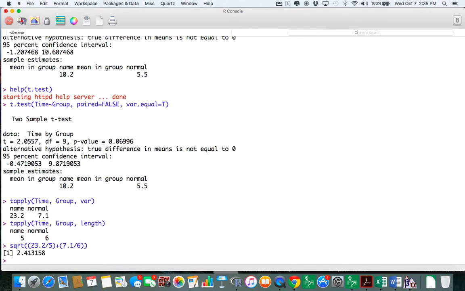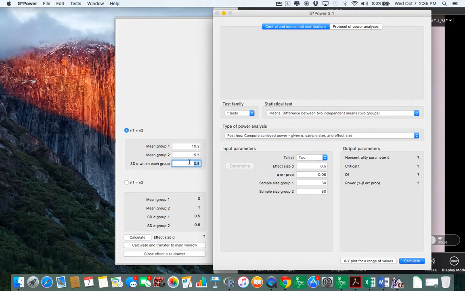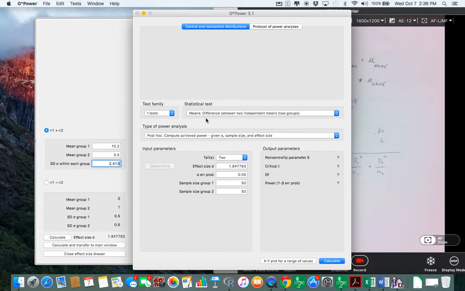All right, so we have 2.413 as our combined variance. So I'm going to go 2.413, and I'm going to calculate the effect size and transfer it to the main window. So guys, we have a very, very small effect size, so I'm expecting our power to be extremely small.